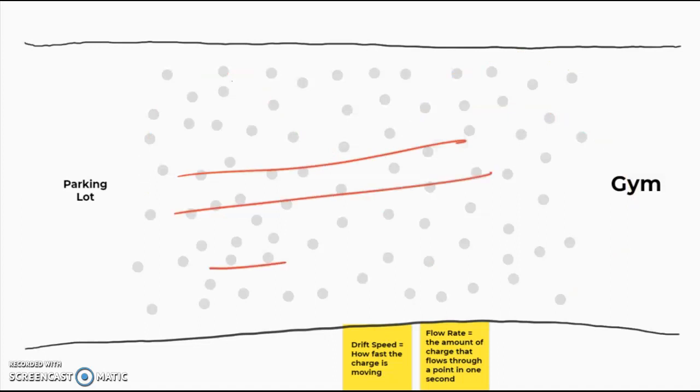Now, they don't have to move very fast. They don't have to be moving super duper fast in order to get into the gym in a timely fashion. Because there's such a large opening, there can be a very high flow rate, even though their drift speed doesn't have to be very high.